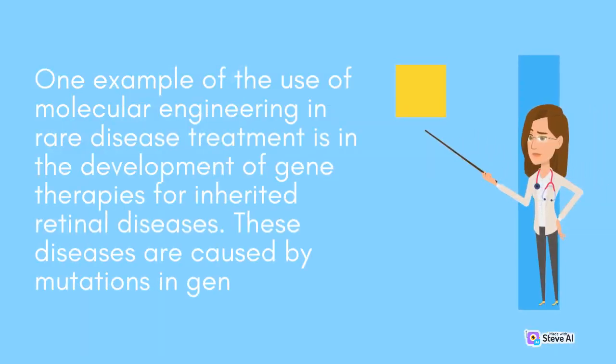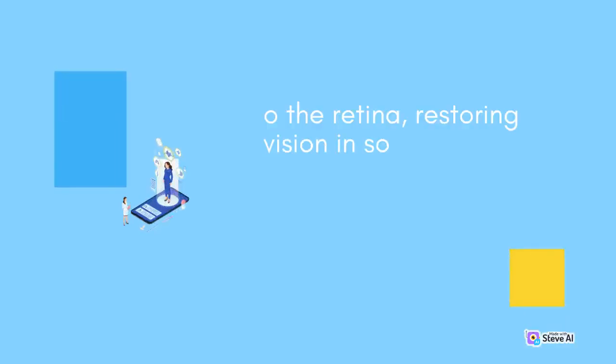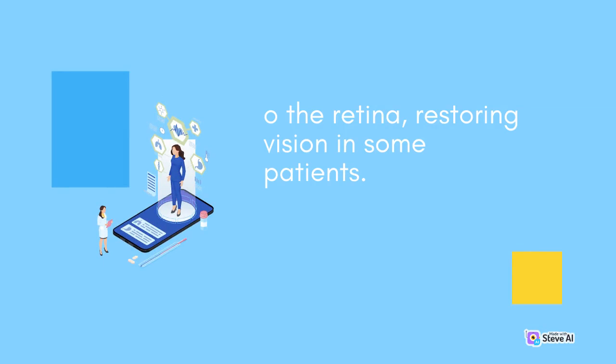One example of the use of molecular engineering in rare disease treatment is in the development of gene therapies for inherited retinal diseases. These diseases are caused by mutations in genes that are essential for the function of the retina, leading to vision loss and sometimes blindness. Molecular engineering is being used to design viruses that can deliver functional copies of these genes to the retina, restoring vision in some patients.